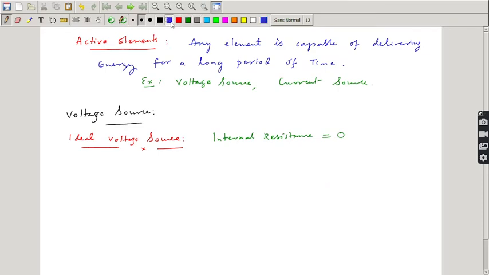And how are we going to indicate that? The representation of this ideal voltage source: in case of DC, there is a terminal voltage V, the current flowing is I, and this is Vs with plus and minus. Whereas in AC, I can represent the symbol like this, with terminal voltage V of t, current I of t, and source voltage Vs of t.